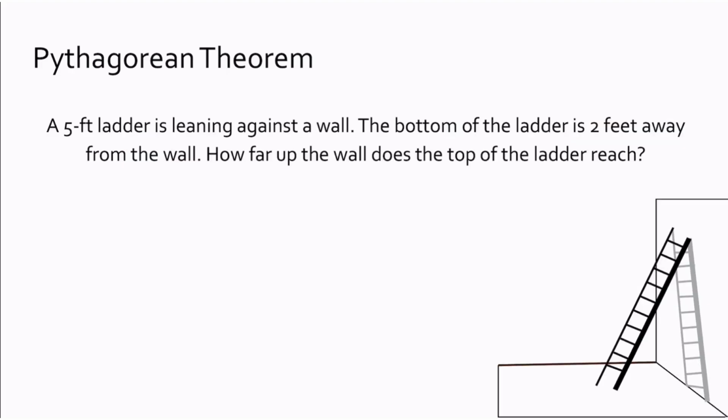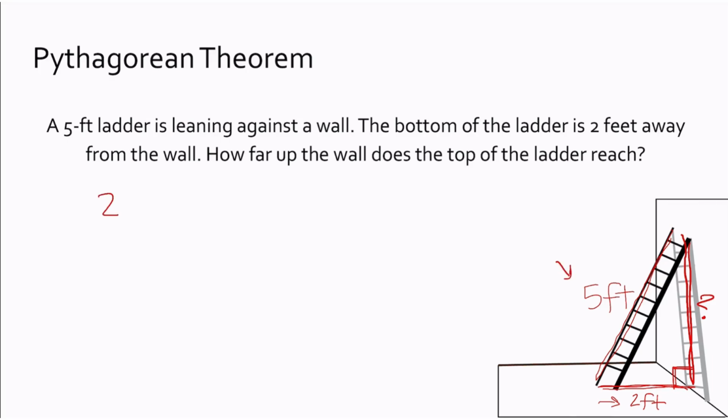All right, so let's imagine that you have a 5-foot ladder, and it's leaning against a wall, and the bottom of the ladder is 2 feet away from the wall. So we know the ladder is 5 feet, and it's 2 feet away from the wall. The question is, how far up the wall will that ladder reach? And we can see that the wall makes a right angle. And so we know we have 1 leg, and we don't know this other leg, and we know the hypotenuse.